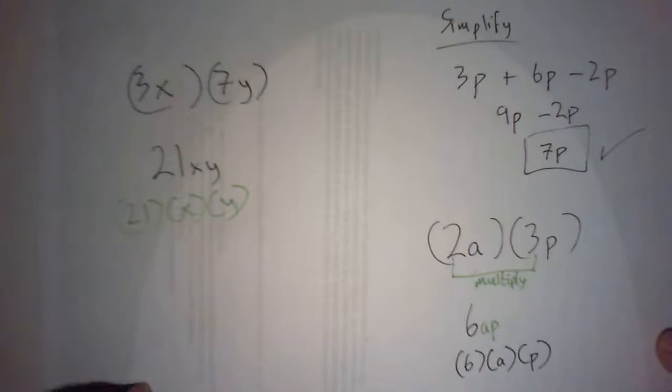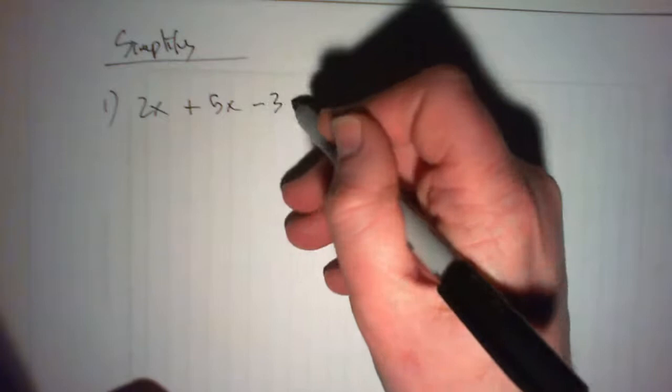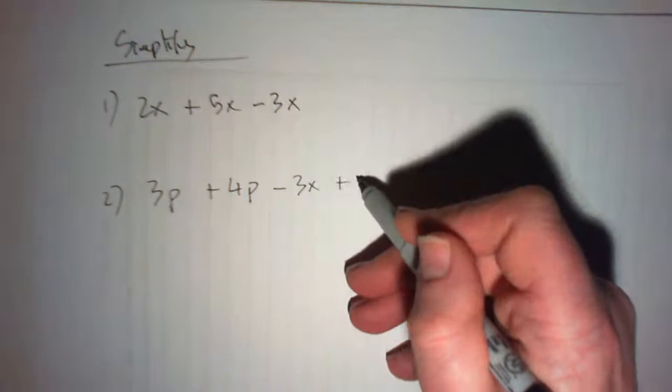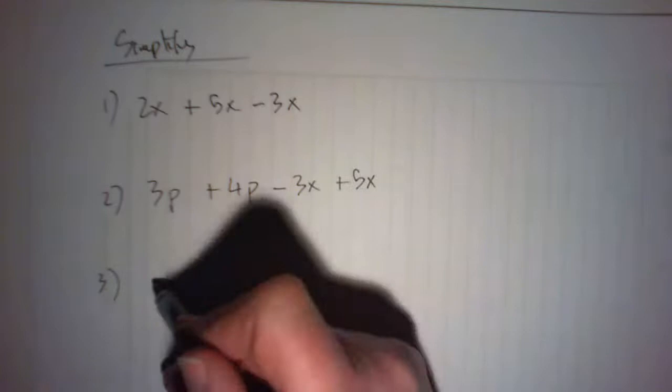So let's try a few of these simplified ones. I think you'll get them fairly easily. So in all of these cases, we're going to simplify. Right, so we start off with some simple ones, no pun intended. So let's try this one. There's the first one, second one, third one. It's 2r.